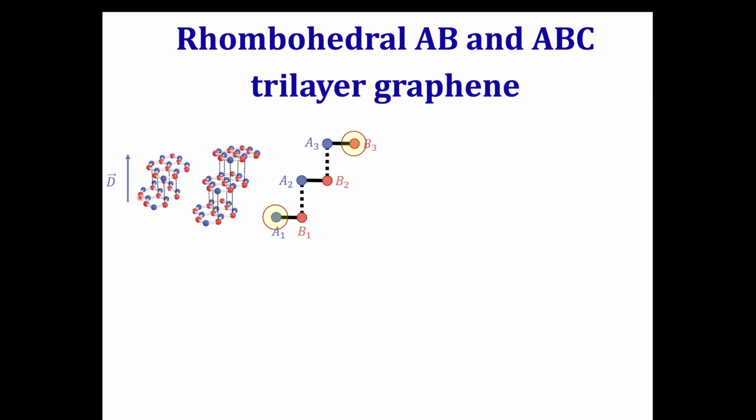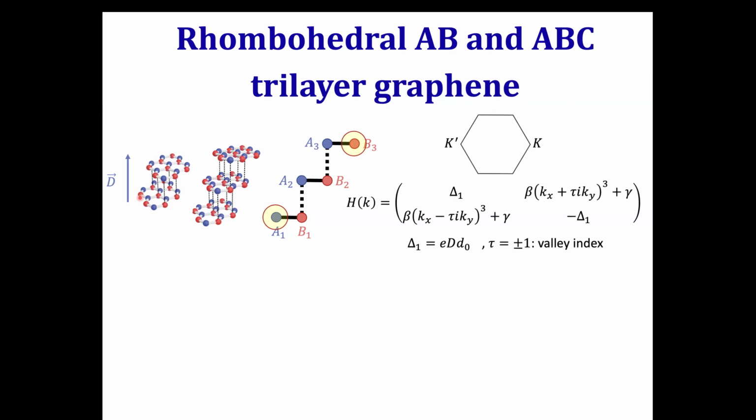The states are originating from these top and bottom layers. You can write an effective two-dimensional Hamiltonian. The original Hamiltonian for trilayer would be six-dimensional, because 3 layers times 2 sublattices per unit, 2 sites per unit cell. You can write the effective low-energy Hamiltonian just of the bottom A and top B, and that would look like this. It would have this cubic dispersion term connecting the A of the bottom and the B of the top.